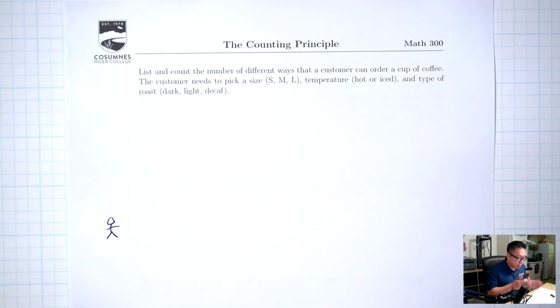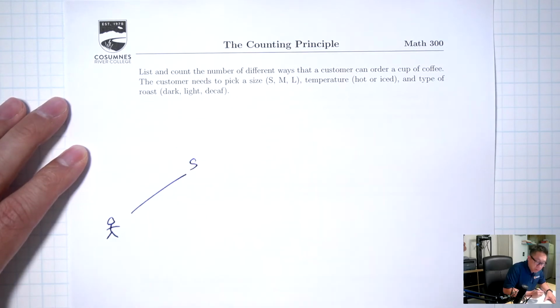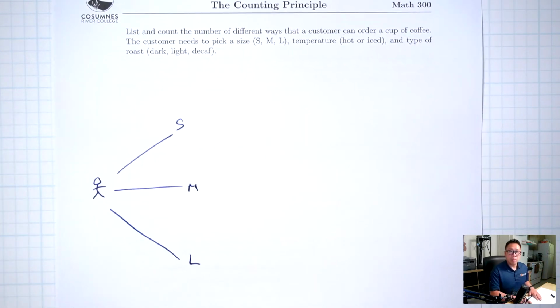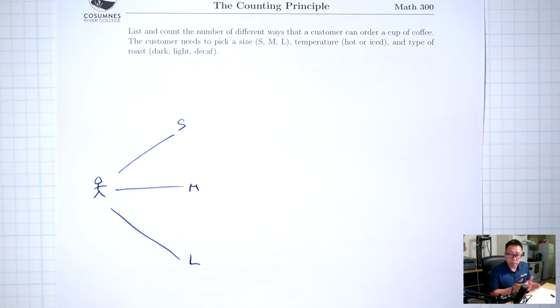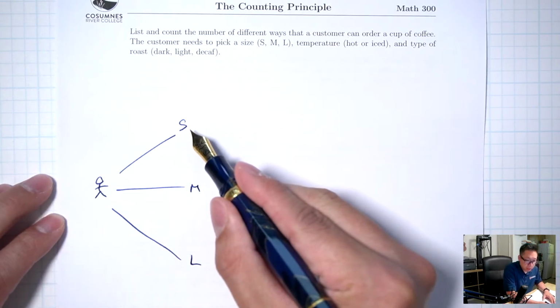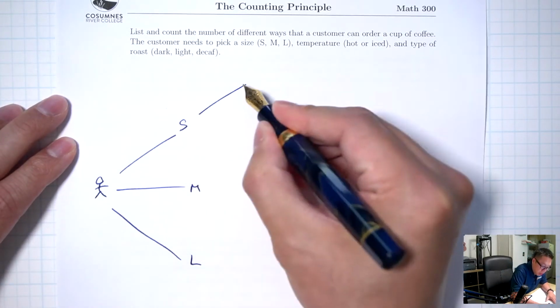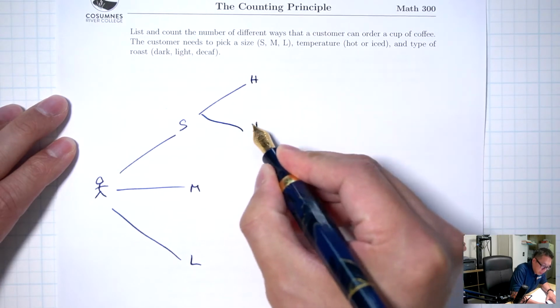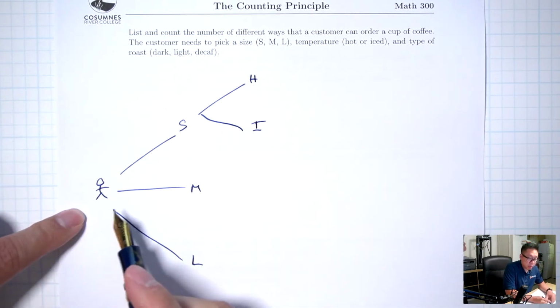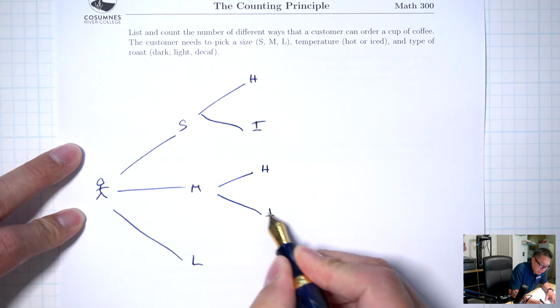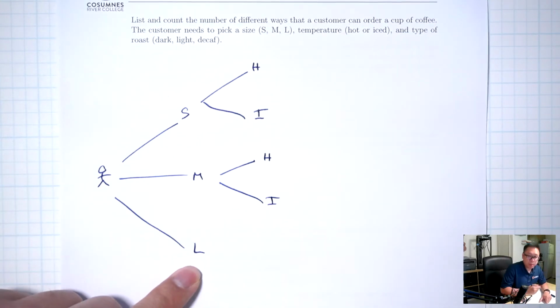So when the customer enters the shop, they have to first pick a size. Okay, what are the options that they can pick for size? They can pick small, medium, large. After they pick a size, they pick a temperature. Say they pick small, now they have an option of going hot or iced. Similarly, if they went medium, they would have an option of hot or iced. And then if they pick large, they can now pick hot or iced.